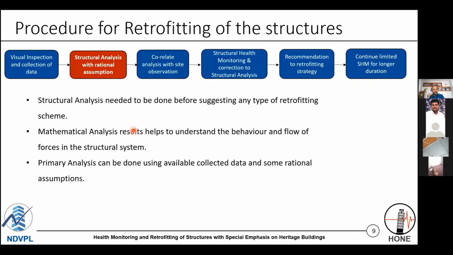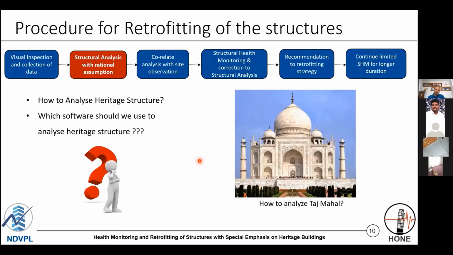Like if you are designing a new structure, analysis is very easy because architectural drawings are readily available. You know your assumptions, you can create your mathematical model. But in case of a heritage structure, it becomes more difficult. After doing structural analysis or the mathematical model, we must correlate our structural analysis with the site observations.